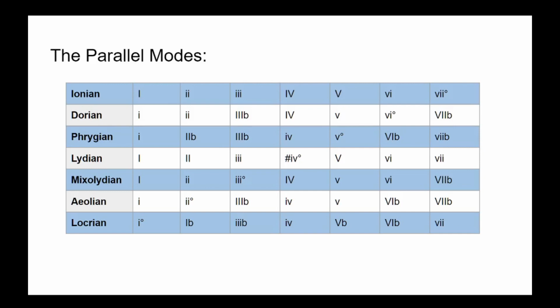When looking at the parallel modes, your chord options look like this. In this chart, a flat symbol, which looks like a lowercase b, means that the root note of this chord is lowered a half step compared to what it would be in the parallel major scale. And a sharp sign means that the root is raised a half step compared to what would be found in the parallel major scale. So if you were working in the key of C major, your chord options would look like this.